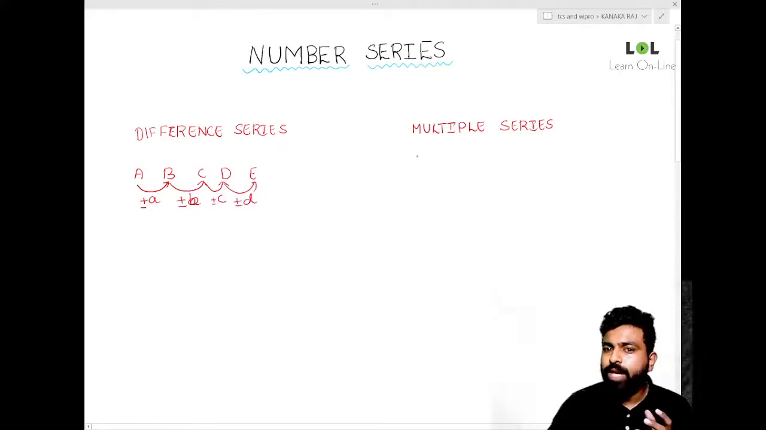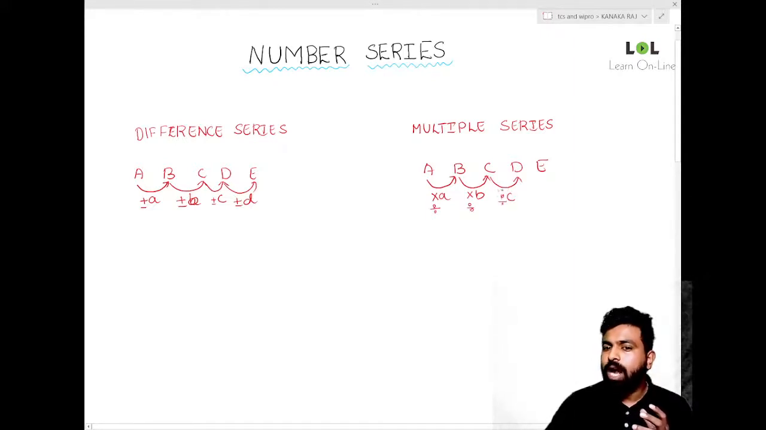Now, similarly, when it comes to multiple series, let us take up a series something like this: A, B, C, D, and E. How are the numbers formed? Numbers are formed by multiplication of various numbers. So, if the numbers are multiplied or divided, we call it a multiple series.